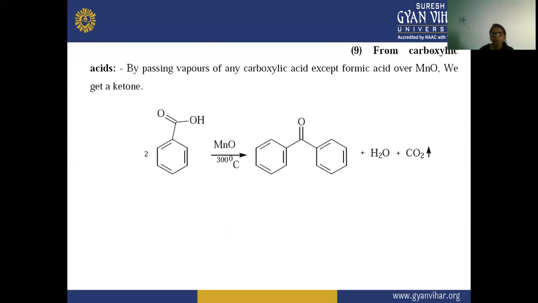Now, next is from carboxylic acid. So we are passing the vapors of carboxylic acids, except formic acid, over magnesium oxide, and we are getting a ketone at 300 degrees centigrade. So these carboxylic acid vapors are passed over the magnesium oxide at 300 degrees centigrade, and there is a formation of this benzophenone, plus H2O, plus CO2 is evolved.